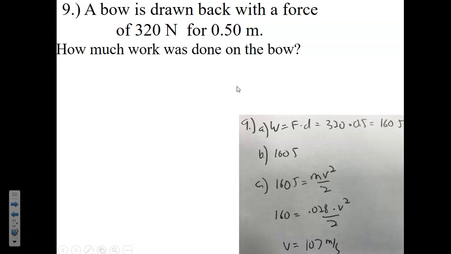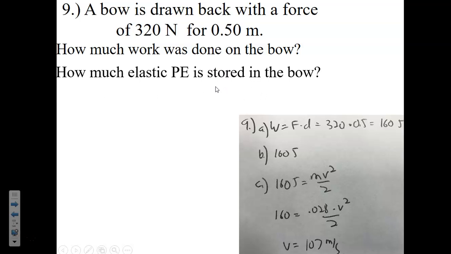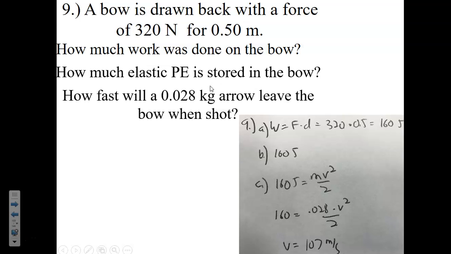Okay, so let's work a problem. A bow is drawn back with a force of 320 newtons for a distance of half a meter. How much work was done on the bow? How much elastic potential energy is stored in the bow? And then how fast will a 0.028 kilogram arrow leave the bow when shot?